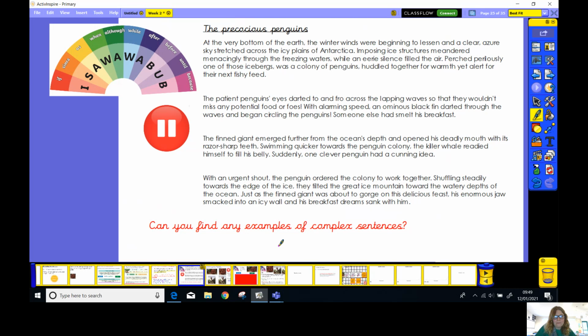Okay, well done. Now remember, our complex sentences will have a subordinating conjunction in them, and here are the subordinating conjunctions that I saw: if, since, as, when, although, while, after, before, until, because. So we can try and see if we can spot those used in a sentence where there is a subordinate clause.